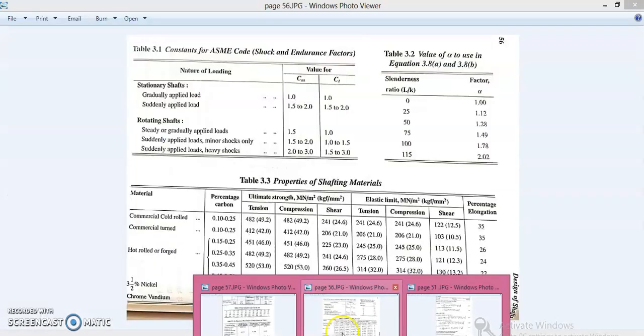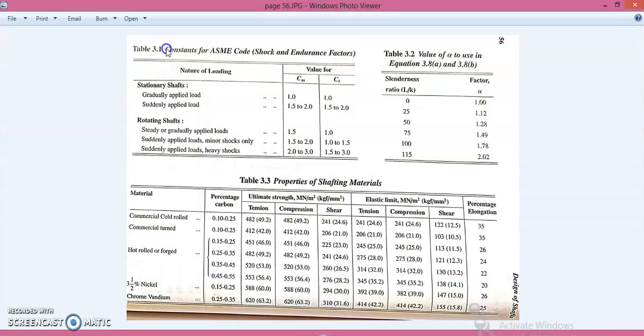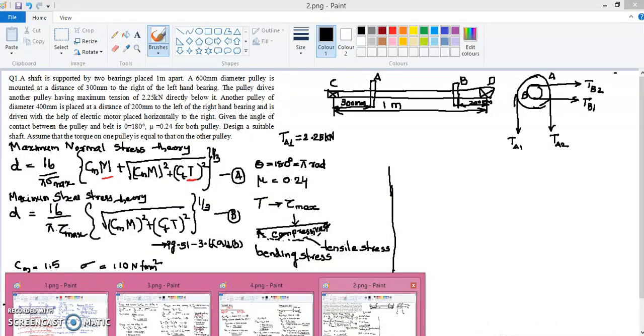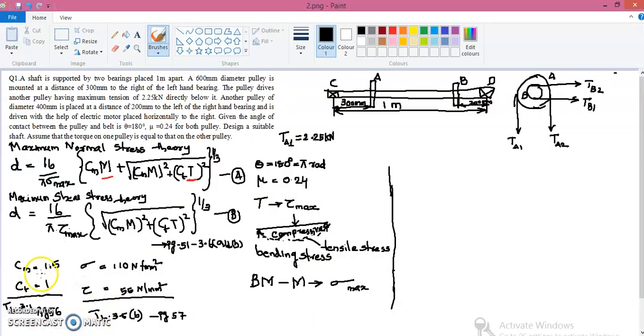So for that, let us take this. Here from table 3.1, I can take a rotating shaft, with steady or gradually applied load condition. We have this value for CM as 1.5 and CT as 1. So that value I am writing it here. That is CM is equal to 1.5 and CT is equal to 1. That is from table 3.1, page number 56.